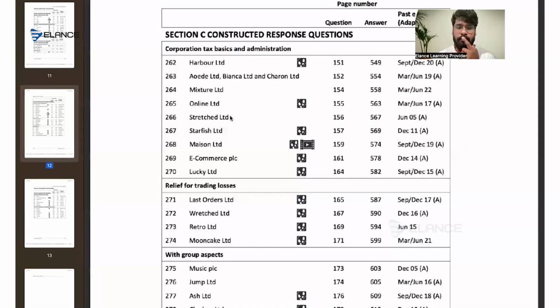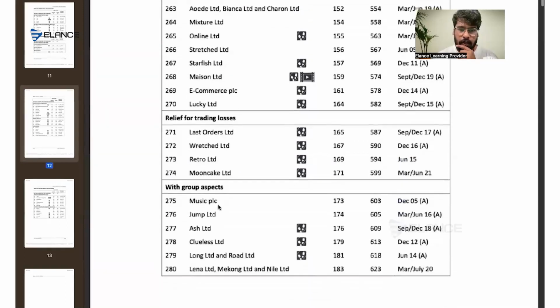Sir, loss set off in or no? Oh, sure. Okay, relief for trading loss. 271.